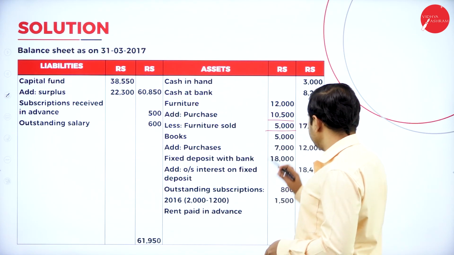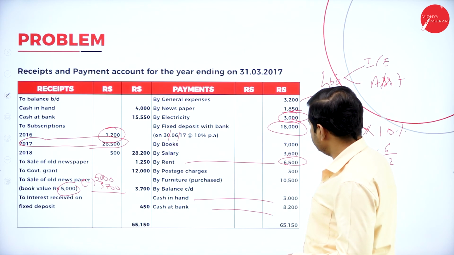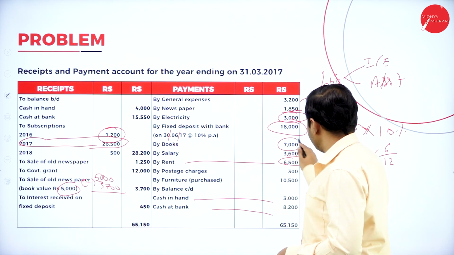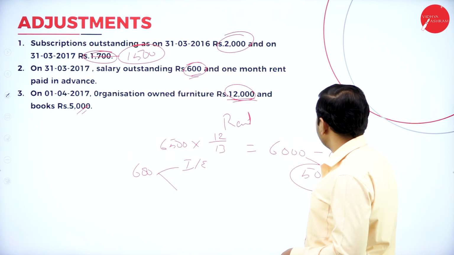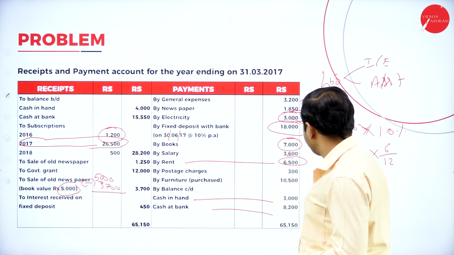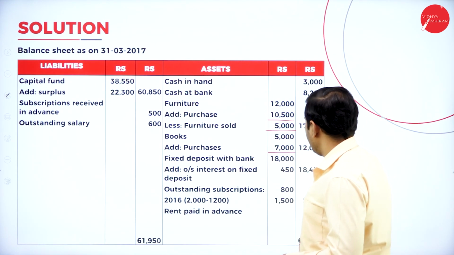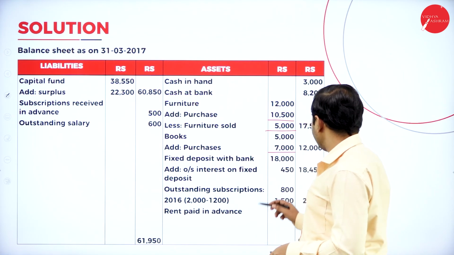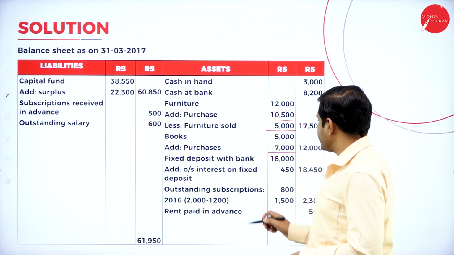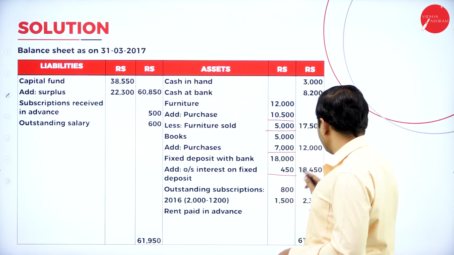Again books 5,000. Purchase of new books is 7,000 here. In the previous year balance sheet, old books is 5,000. Again purchase of new books is 7,000. Add it, put it to the outer column. Again deposits with bank is 1,800. Outstanding interest we should add, outstanding interest 450, put it to the outer column.